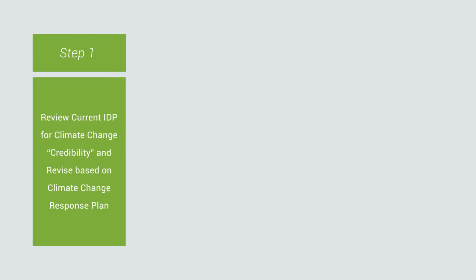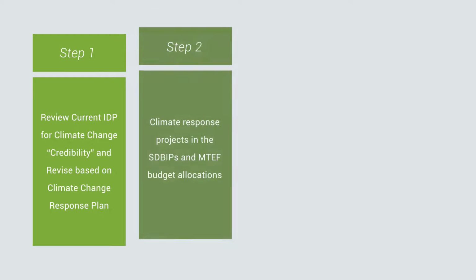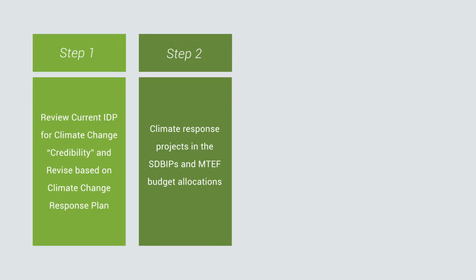In order to integrate your climate change response plan into your IDP, the following 4 steps can be followed. The first step is to assess whether your IDP is climate change credible and whether the key outcomes of your climate change response plan are reflected in the IDP. The second step is to ensure your newly developed climate change responses and projects are represented in the service delivery and budget implementation plan and medium-term expenditure framework budget allocations of your municipality.